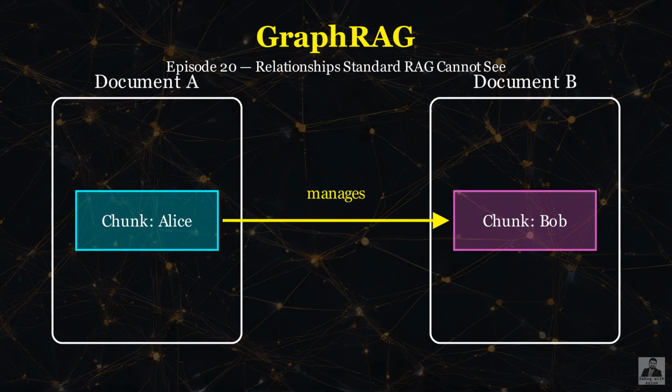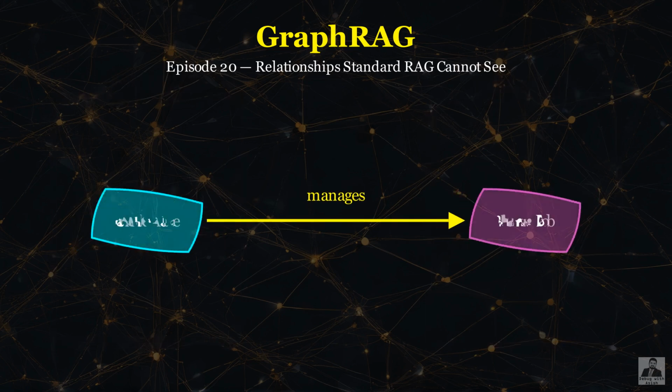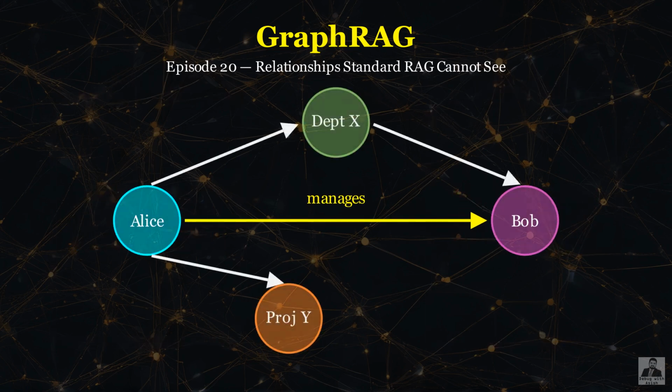GraphRAG connects the islands. It extracts entities and relationships from your documents and stores them in a knowledge graph. When a question requires following a chain of relationships across multiple documents, GraphRAG can answer it where standard RAG cannot.